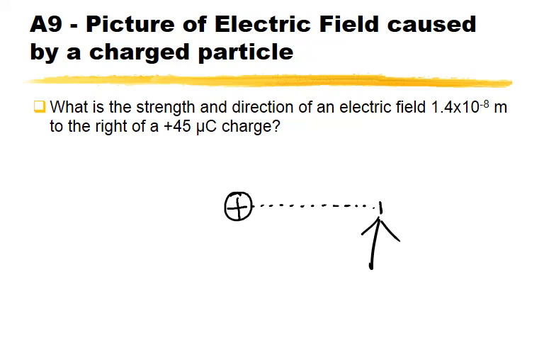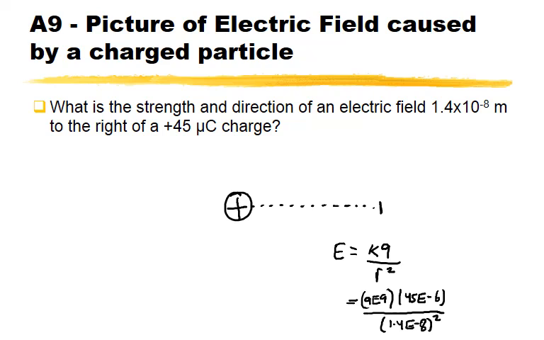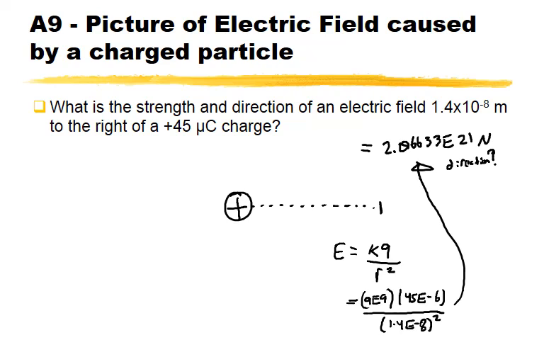So the first thing we can say is, if I placed a positive test charge here, where would it go? Well, it would go to the right. So whatever answer we get, it's going to be blank newtons per coulomb to the right. That's going to be the field. We just need to know the numerical value. So kq over r squared, we know it's 45 microcoulombs, and we know the radius is 1.4 times 10 to the negative 8 squared. We can calculate that and we get 2.1 times 10 to the 21st newtons per coulomb, and the direction would be to the right.